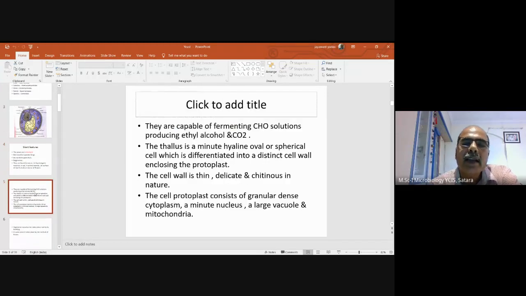Then the next salient features, they are capable of one of the most important characteristic property.